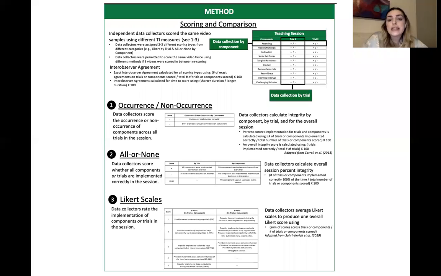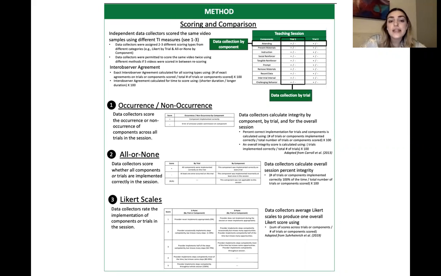Data collectors scored the same video using different TI measures. Each data collector was assigned 2 to 3 different scoring types from different categories and was allowed to score the same video with 2 different methods as long as 5 other videos were scored in between rescoring the first video. We also calculated inter-observer agreement for all scoring types to ensure scores could be repeated across scorers.